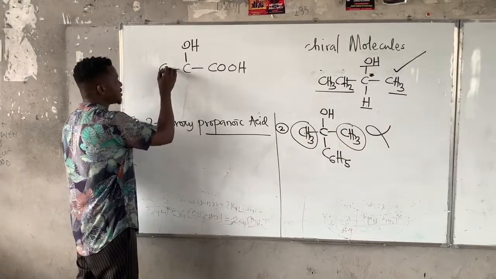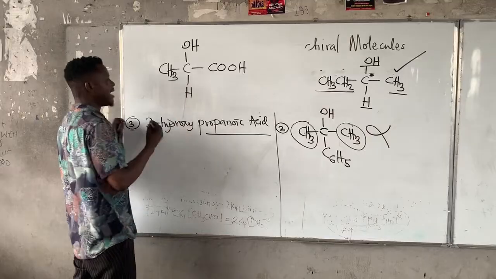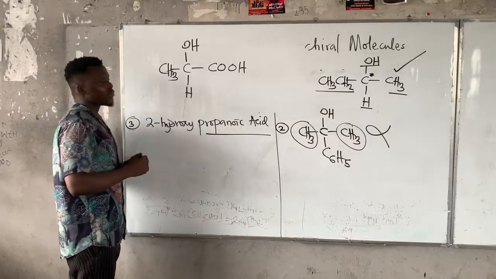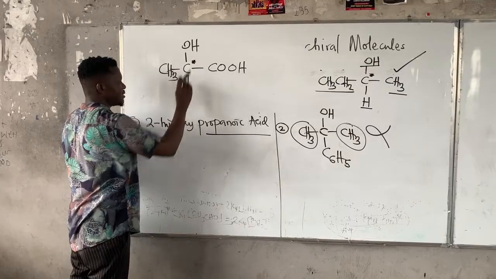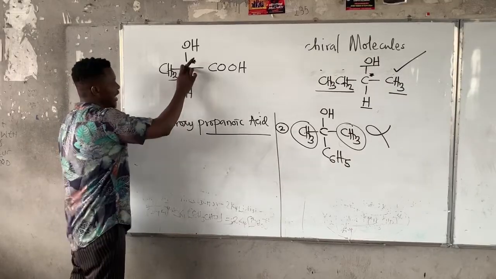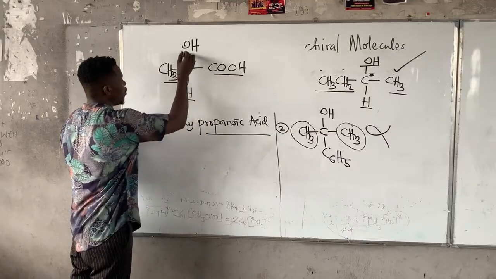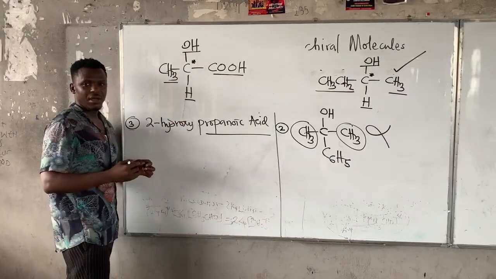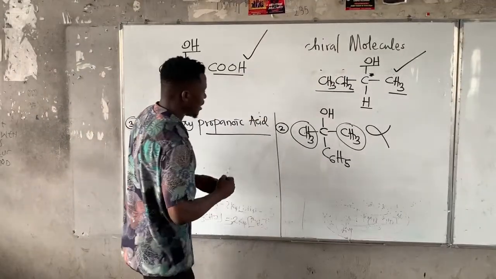Now if you complete this, this is CH3 and this is H. Is there a chiral carbon here? This carbon is a chiral carbon, because it is attached to 1, 2, 3, and 4 groups, and all 4 of them are not the same. So this is a chiral carbon.